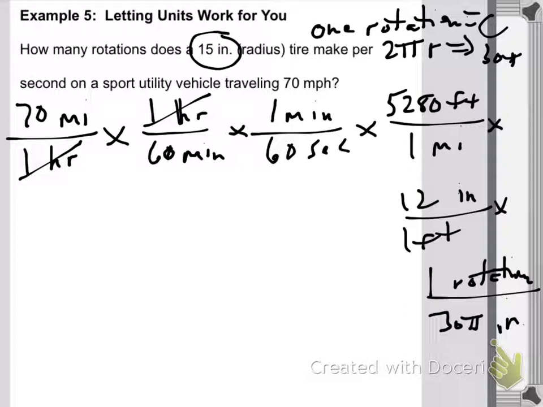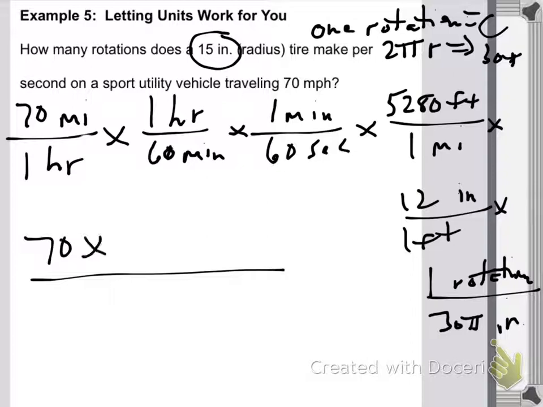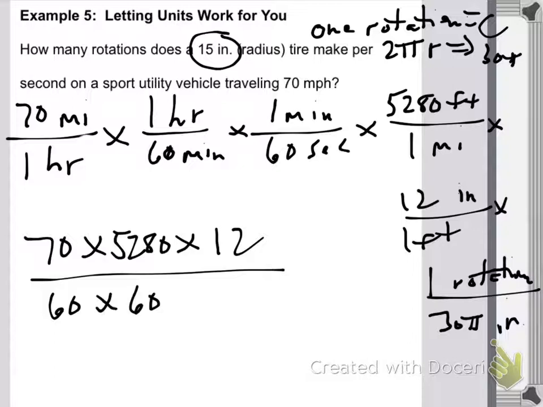Now, let's just say for the sake of argument, we don't cancel the hours. We just leave them there. So 1 hour, 1 hour. Multiply across the top. 70 times 5280 times 12. Now you say, well, what about the ones? Well, guys, when I multiply by 1, I just get the same thing. So the ones are irrelevant. We're looking for non-1 numbers. So 60 times 60 times 30 pi.